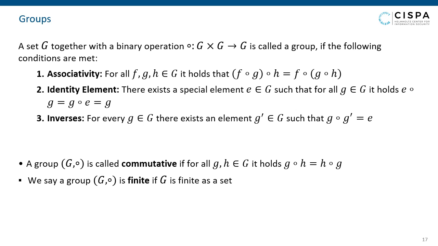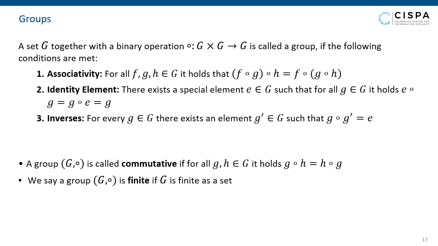Second, we require the existence of an identity element. That is, there exists a special element e in the group such that for all g in G, it holds that e times g is the same as g times e is g. And third, we require that every element in the group has an inverse. That is, an element g prime such that g times g prime equals e.